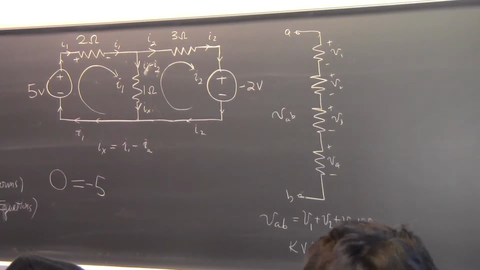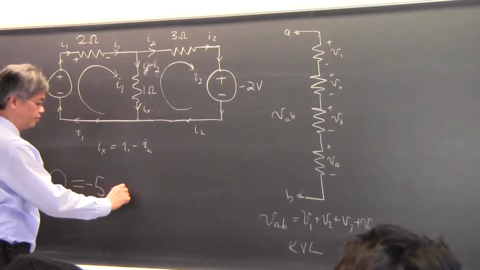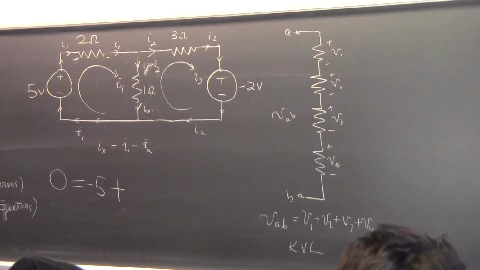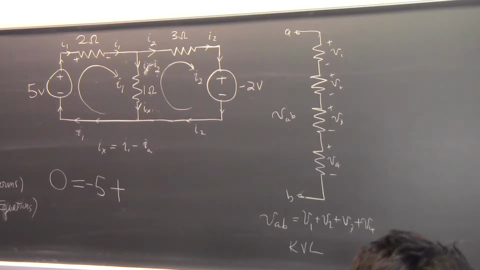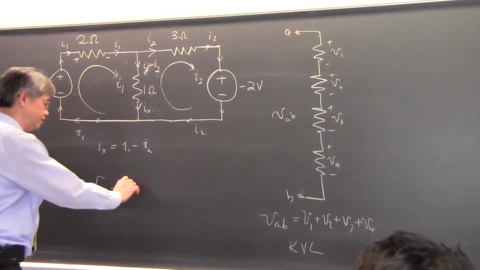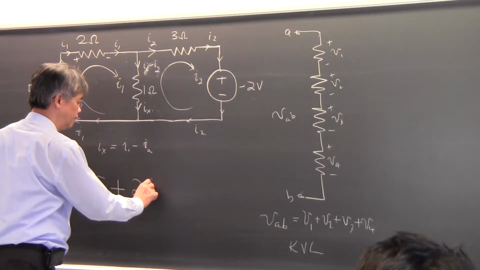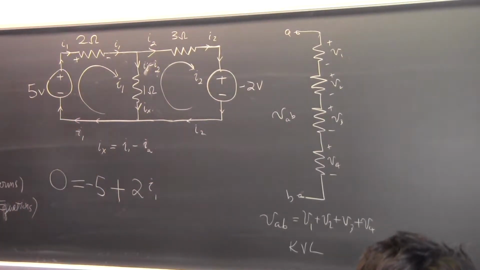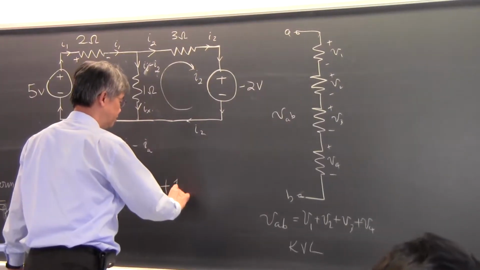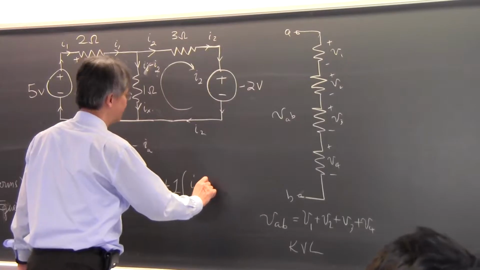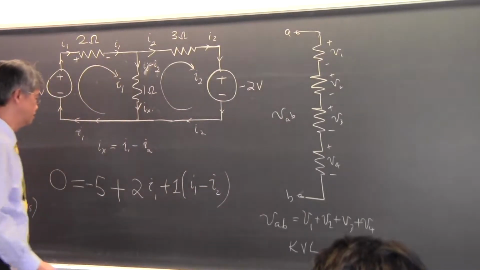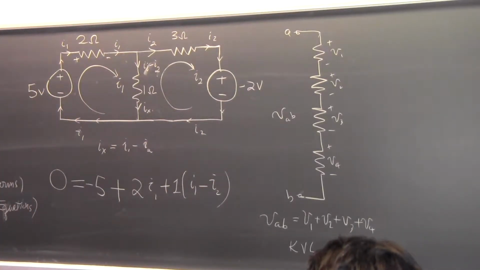There will be a voltage drop, and that voltage drop is equal to what? We give voltage drop a plus sign. What is the voltage drop across the 2 ohm resistor? 2 times I1, very good. Okay. And then we have another voltage drop across this 1 ohm resistor, and that is just 1 times I1 minus I2. Okay, so that is the KVL for loop 1.